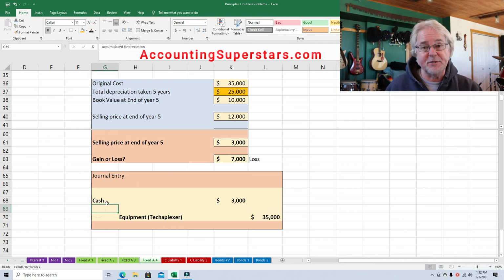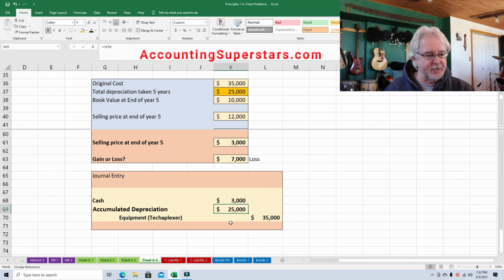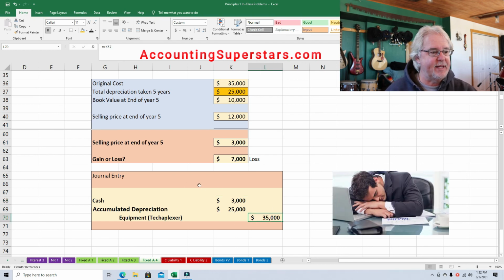And then what we have to do is take the accumulated depreciation to date. So accumulated depreciation, and that was $25,000 right there. All right, so if you notice, on the debits, we have 25 and 3,000. That adds up to 28,000, but we have a credit of 35, so we're off a bit. Well, the amount that we're off by is the loss. There we go. So we'll call that a loss.